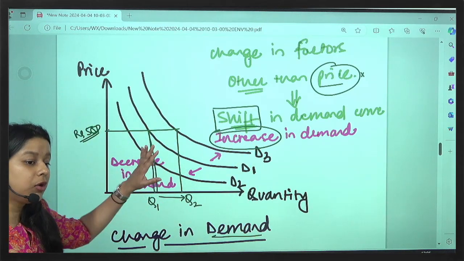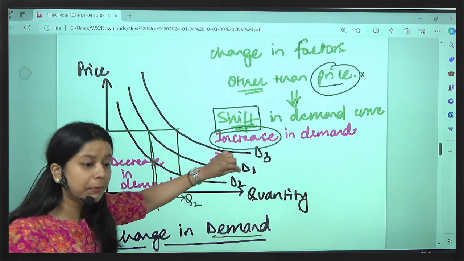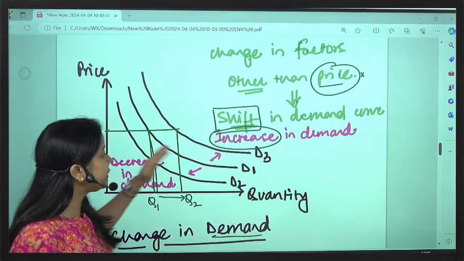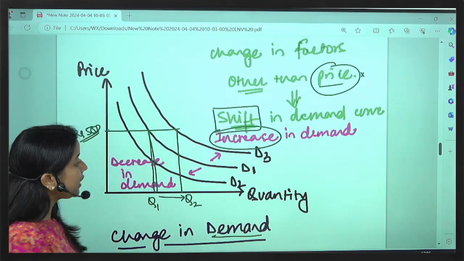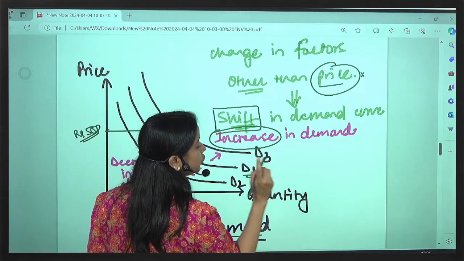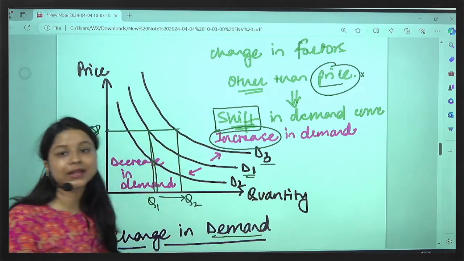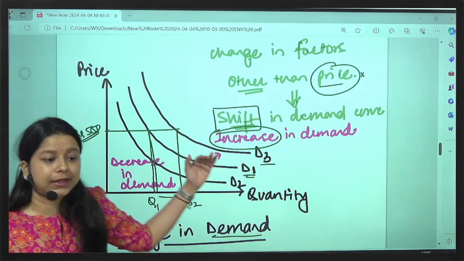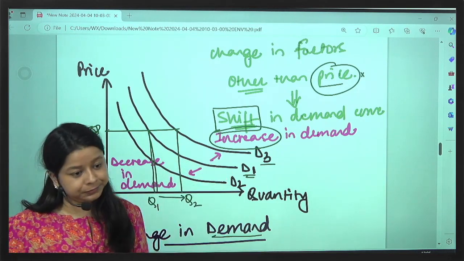Earlier we were talking about movement along the same demand curve. Here we are saying that there is a shift. We are moving from D1 to D3. There is a shift in the demand curve.